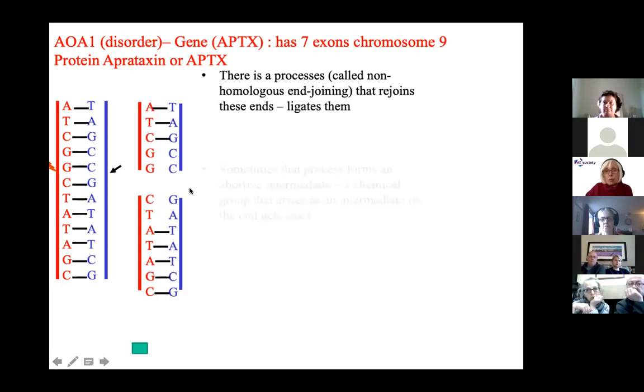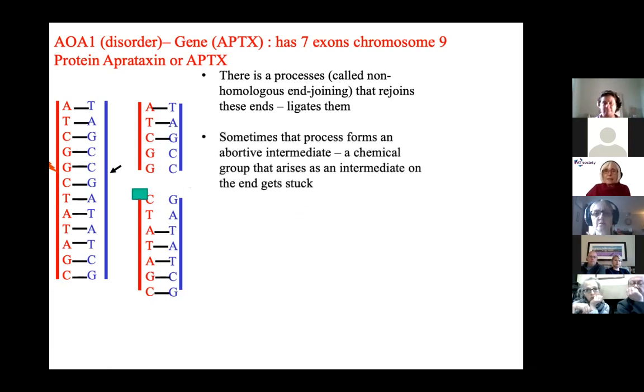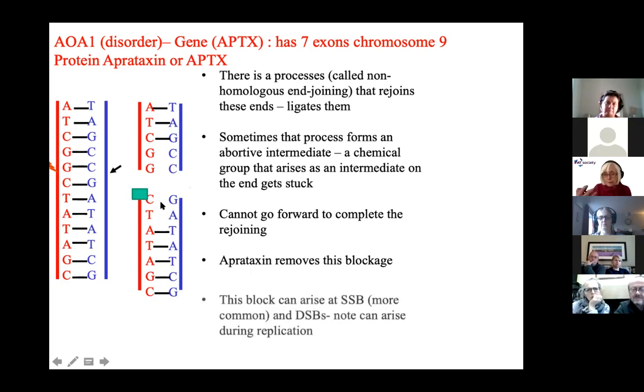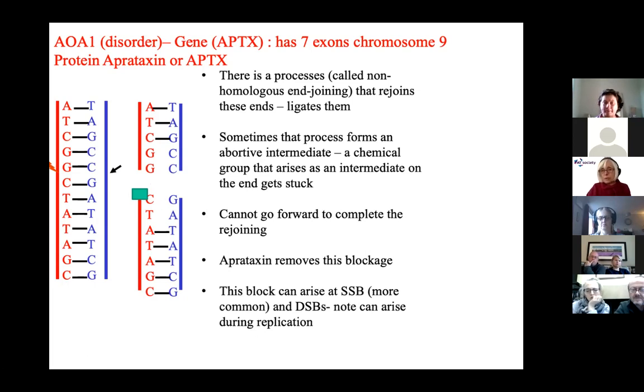Now, critically, what happens occasionally is that this process forms an abortive intermediate. It's a chemical reaction, really, and you get an intermediate stage of the reaction stuck there and it can't get off. That means you can't go forward to complete the rejoining, but you can't use another pathway either, you're stuck. And what aprataxin does is remove this blockage. As I said, it can do that at single-strand breaks or double-strand breaks, and because single-strand breaks are more common, it's probably more important for single-strand breaks.